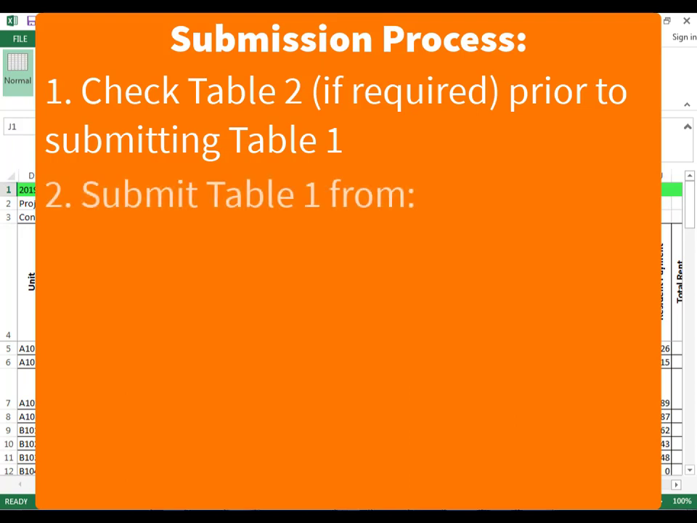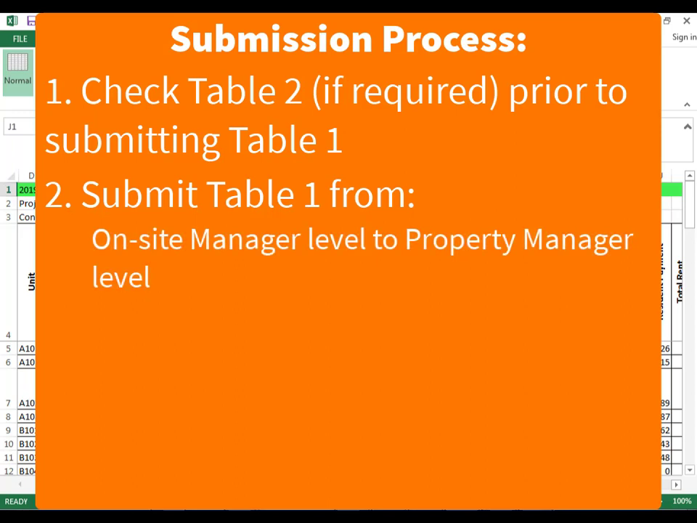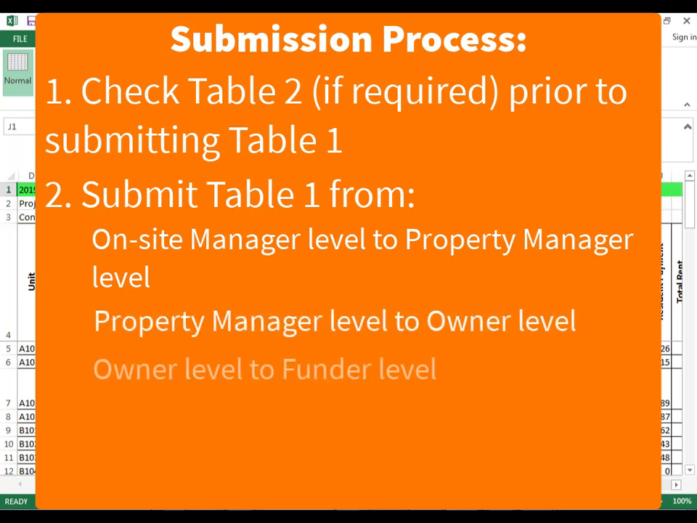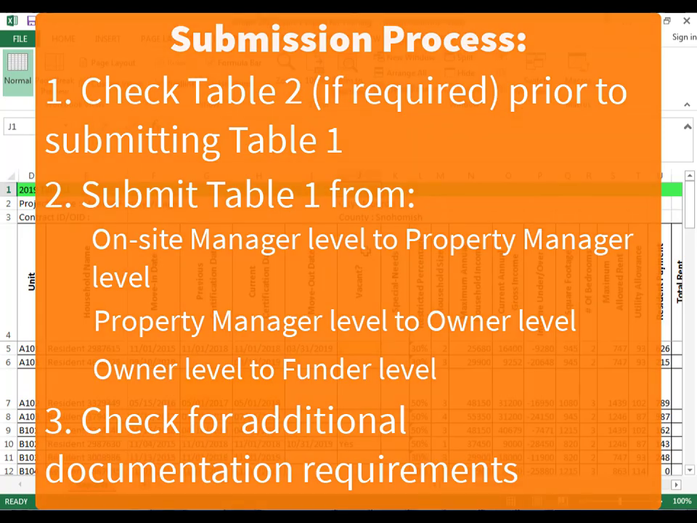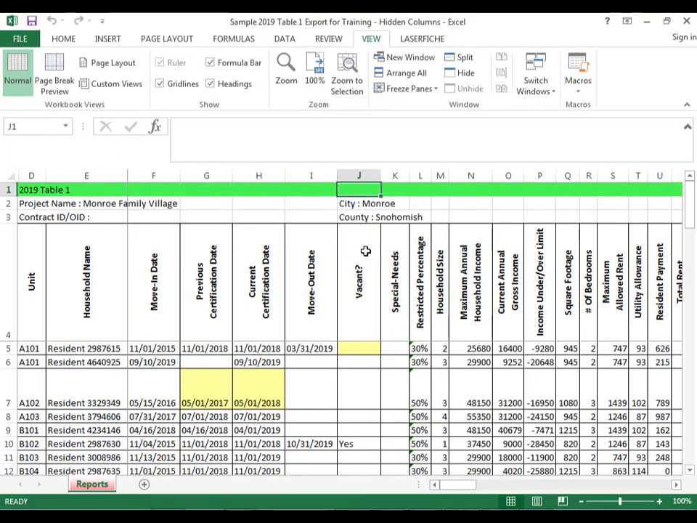Of course, your Table 1 goes from on-site manager level, if someone was put in as the on-site, to a property manager, from the property manager to the owner, from the owner to the funder level. And only once it's reached the funder level is it considered completely submitted. If the commission is one of your funders, the WBARS submission is part of your reporting. You will also have to submit in hard copy form additional documentation to the commission.